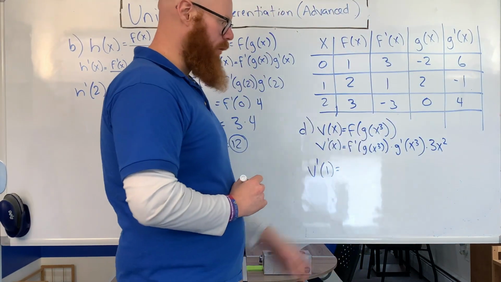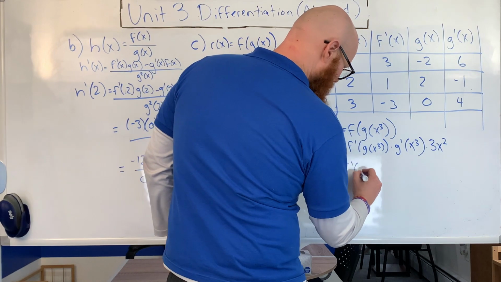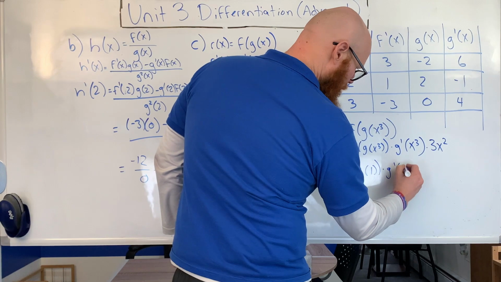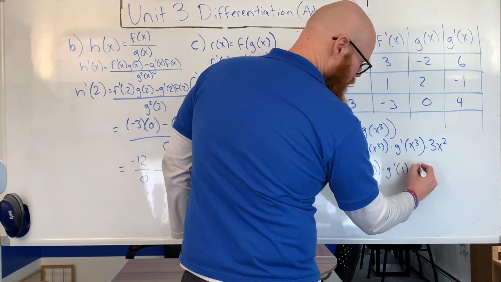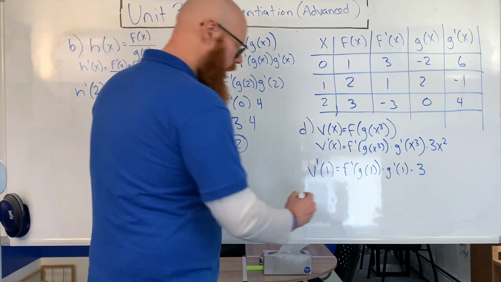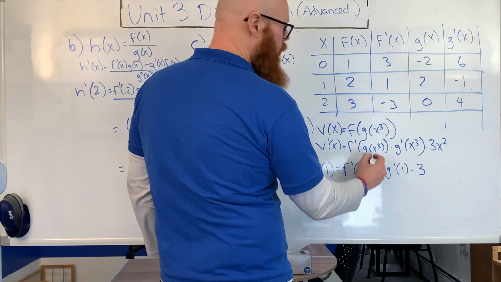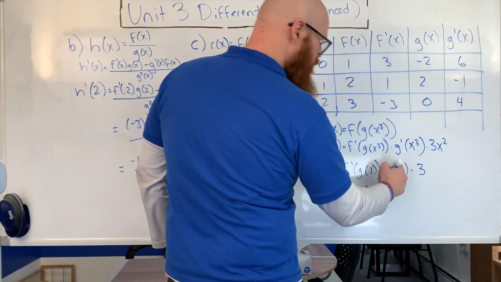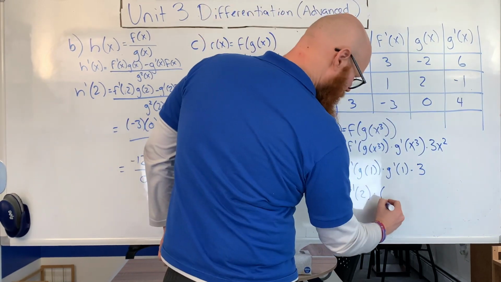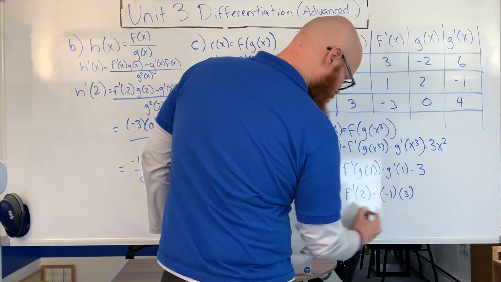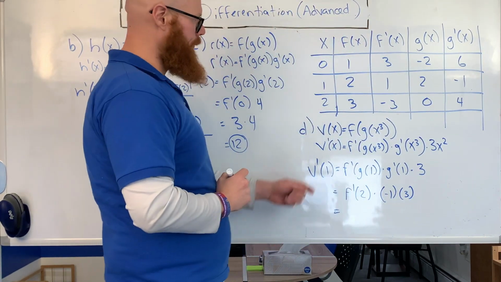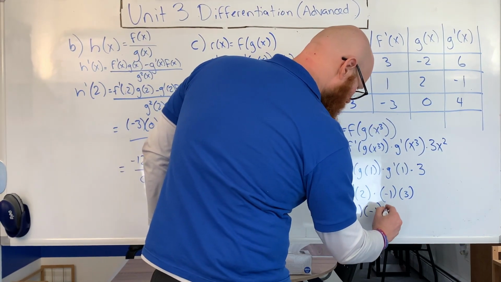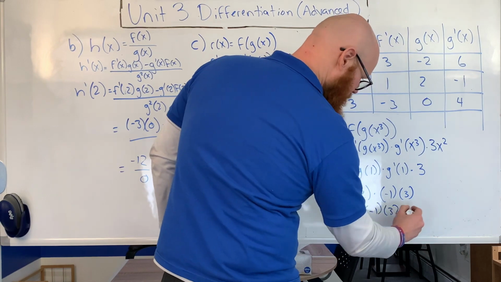And now we're just going to plug in 1 to everything. So we have f prime of g of 1 times g prime of 1 times 3 times 1 squared, so that's times 3. And then we've got f prime of g of 1. Well, g of 1 is 2. So we have f prime of 2. Well, g prime of 1 is negative 1. And we still have this 3. So finally, f prime of 2 is negative 3 times negative 1 times 3, which is positive 9.